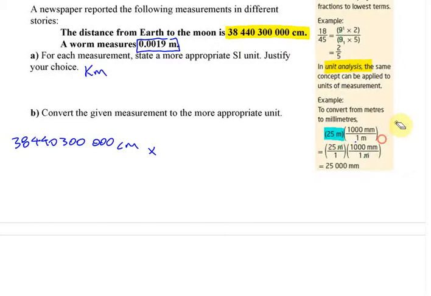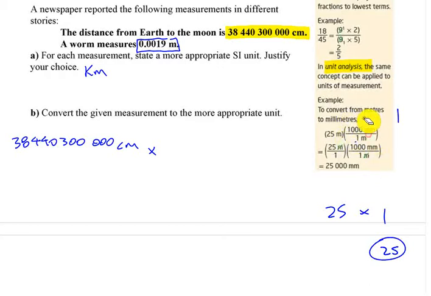If you're multiplying by something divided by itself, this fraction is actually equal to 1, because it's 1,000 millimeters over 1 meter. That's equal to 1. If you multiply something by 1, 25 times 1, what do you get? You get the same number back, so that's important to realize. But what it allows you to do is change units here.